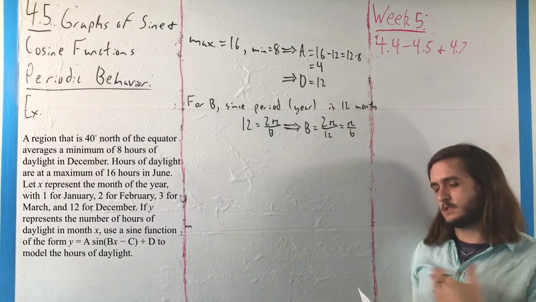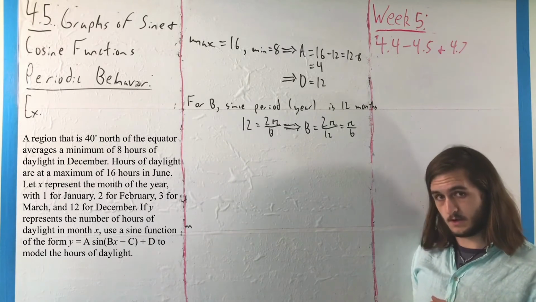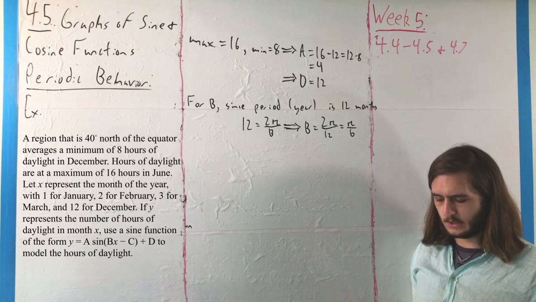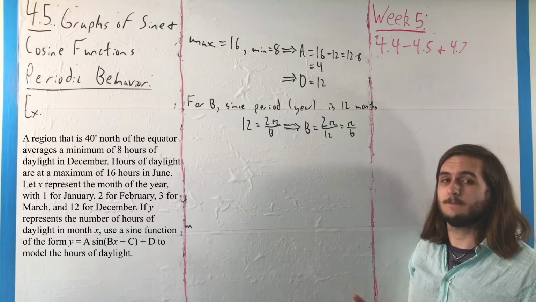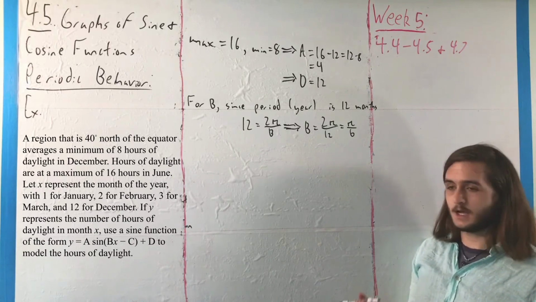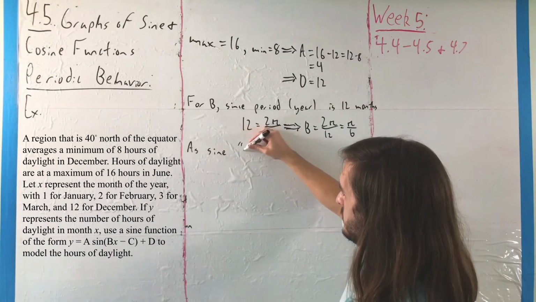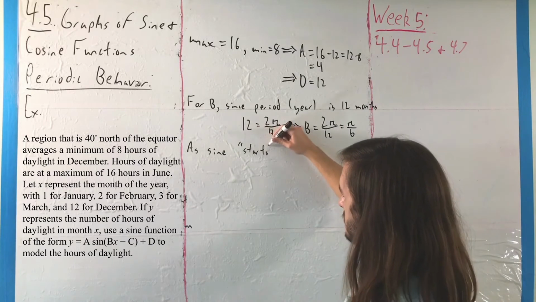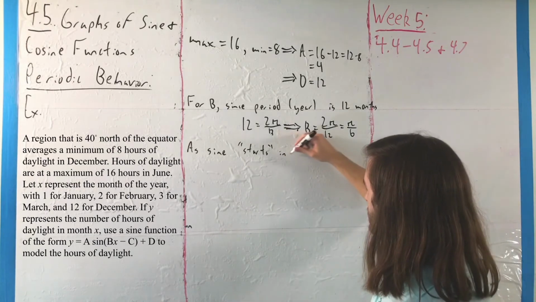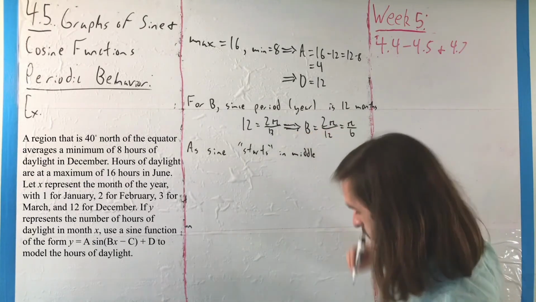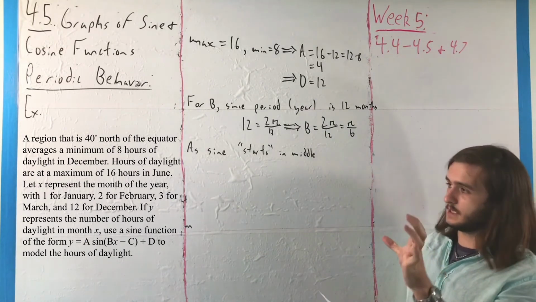Now, at this point, we have A, B, and D. All we're left with is to find the phase shift C. That's probably the hardest part here. It's the one that takes the most subtlety. To do this, we have to understand the behavior of a sine function. We have to understand that sine starts, that is, you can think of the initial period as starting in the middle, in that midsection between a top and a bottom.